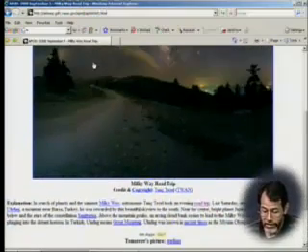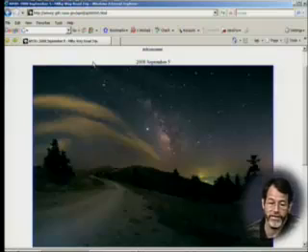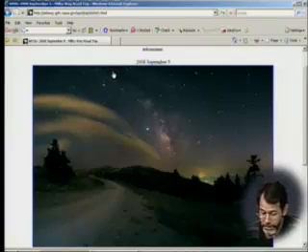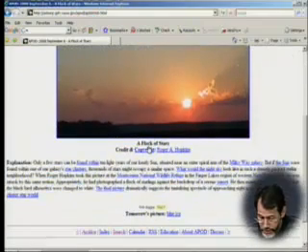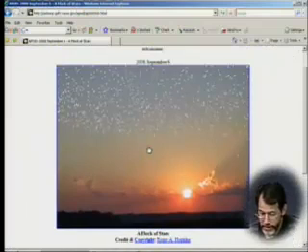This is actually taken in Turkey. We're fortunate enough at APOD to be sent things from all over the world. So we've featured images from many, many countries, not just from the United States. And this one is from Turkey. This one, I think, is from New York. So this is from the US.